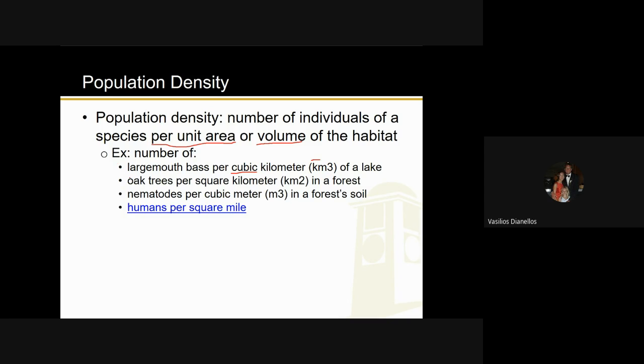And then, of course, your book just gives a couple other examples, like oak trees per square kilometer in a forest, nematodes per square meter in a forest soil. And nematodes are basically like little worms, is the best way to describe them without giving it any more time. And, of course, humans per square mile. And if you download this PowerPoint, you can click this and watch a quick little video about the humans per square mile. So, any questions about this slide?